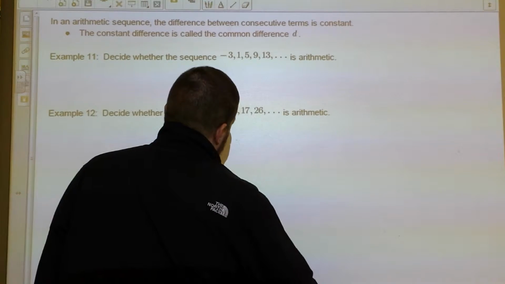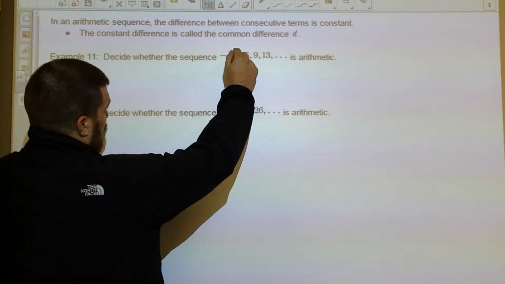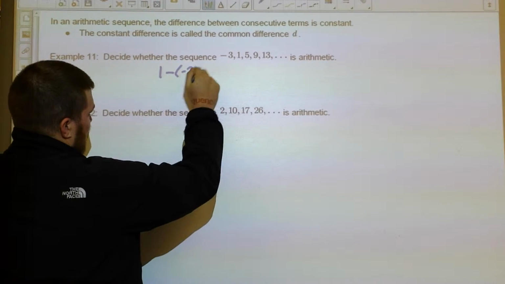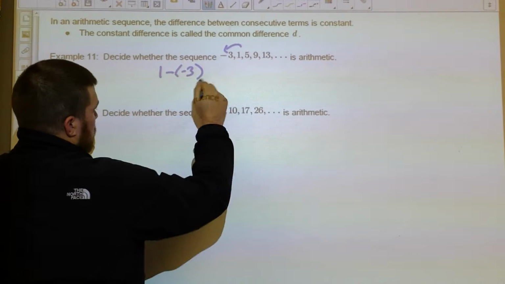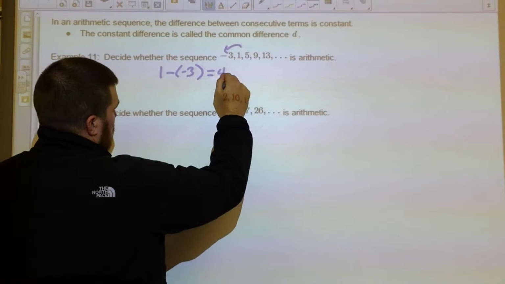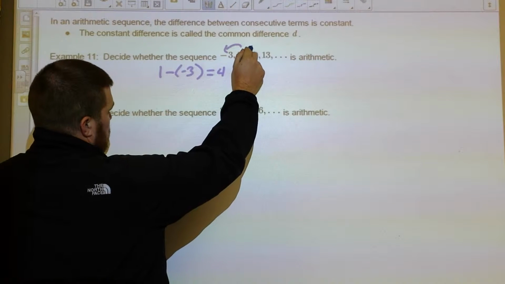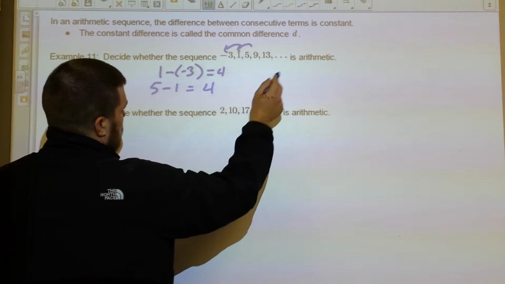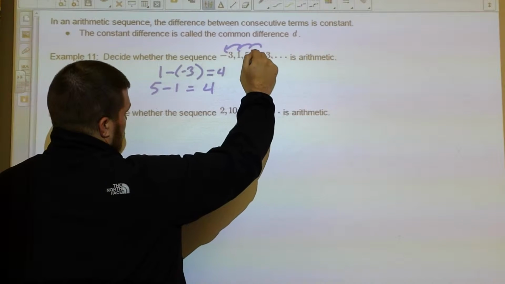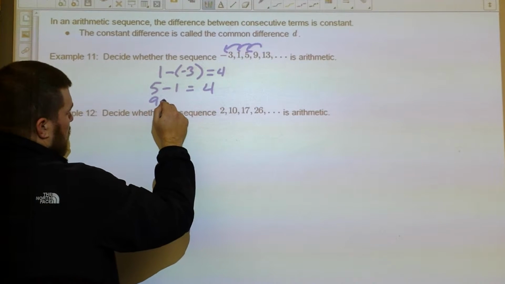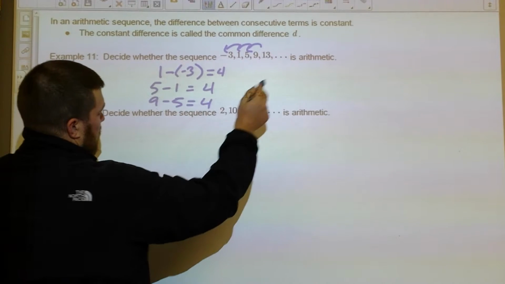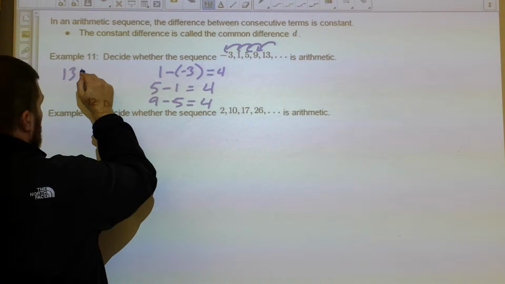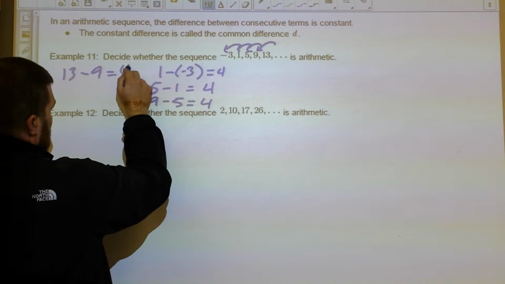To find a constant difference, I'm going to do some scratch work: 1 minus negative 3, so I'm just working backwards. That's positive 4. Now the next one: 5 minus 1 is positive 4. More scratch work: 9 minus 5 is positive 4, and then 13 minus 9 is positive 4.